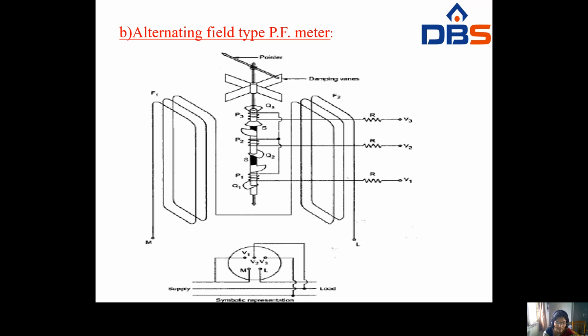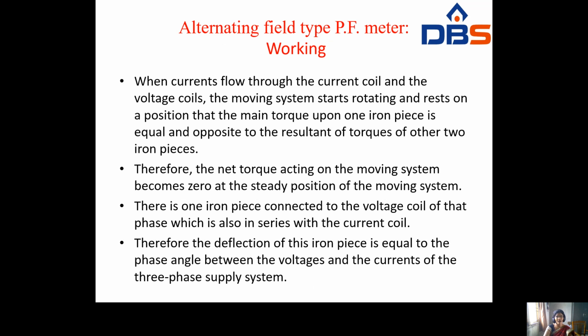Okay, this is the supply, the mains. The line means the load. These are the three voltages. Coming to the working of the alternating field type power factor meter: whenever current flows through the current coil and the voltage coils, the moving system starts rotating and rests at the position where the torques upon the iron pieces are balanced. Here you have to connect the three iron pieces.